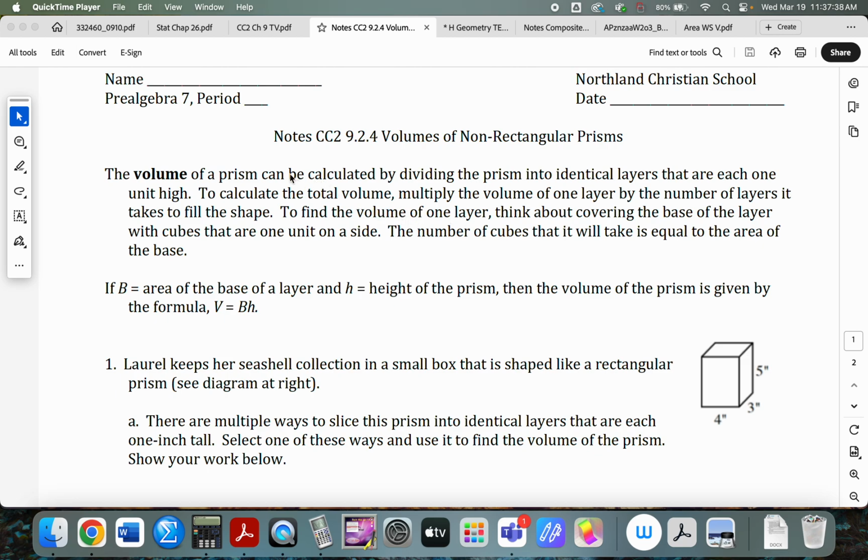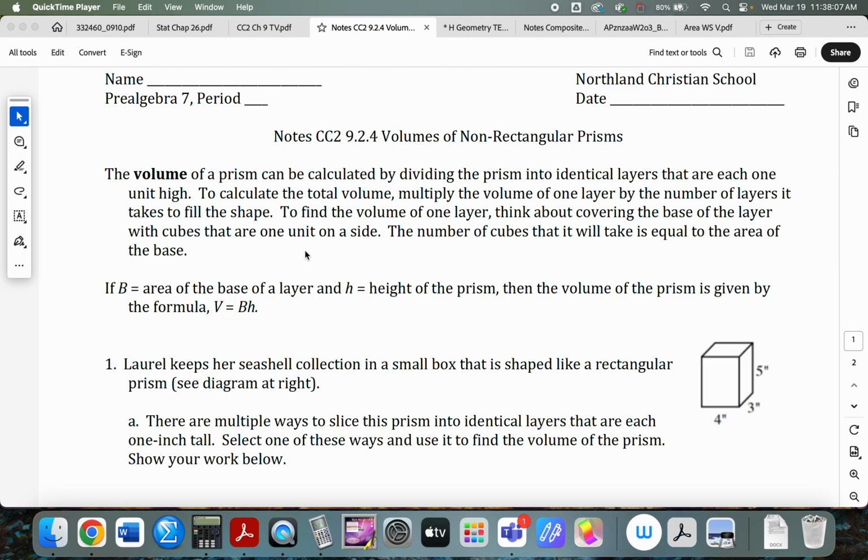So in general, the volume of a prism can be calculated by dividing the prism into identical layers that are each 1 unit high. Then to calculate the volume, simply multiply the volume of one layer by the number of layers it takes to fill the shape. To find the volume of one layer, think about covering the base of the layer with cubes that are 1 unit on a side. So the number of units that it will take is equal to the area of the base.